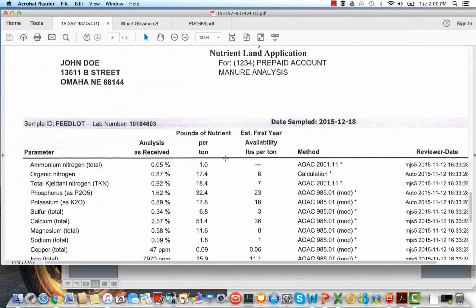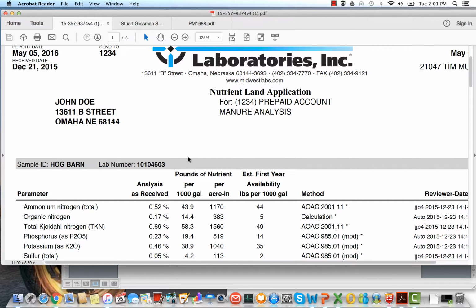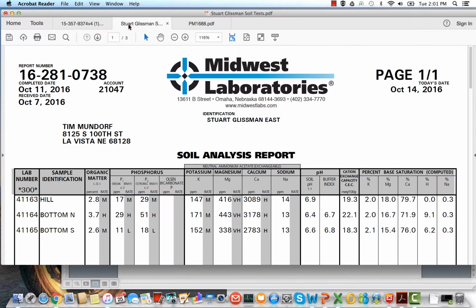All right, so there's kind of just a quick walk through these different manure reports, looking at the results. What we want to do next is, well, let's actually do some real-world examples of how to use these manure products as fertilizer. So let's start with some soil samples.